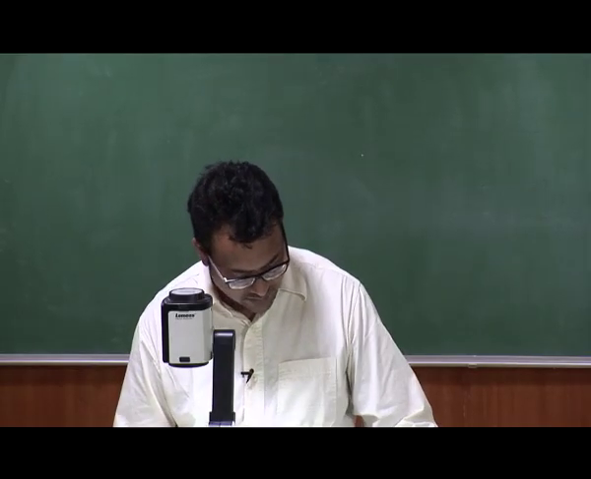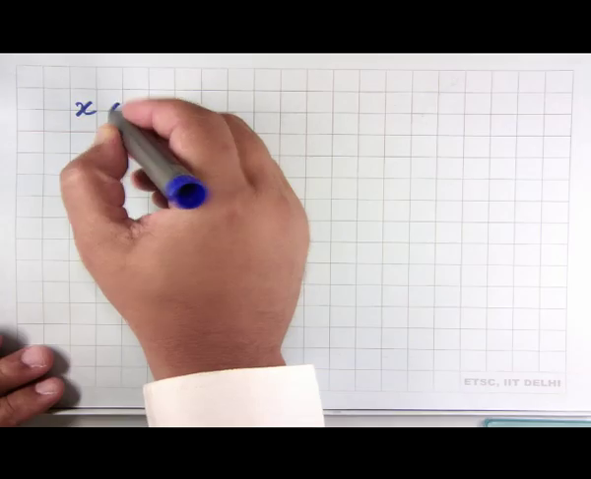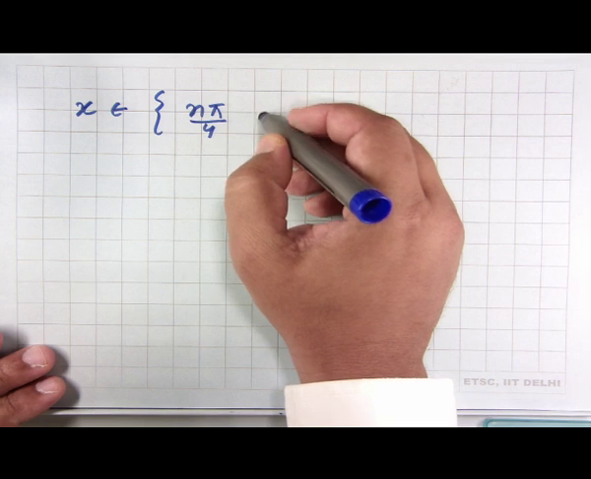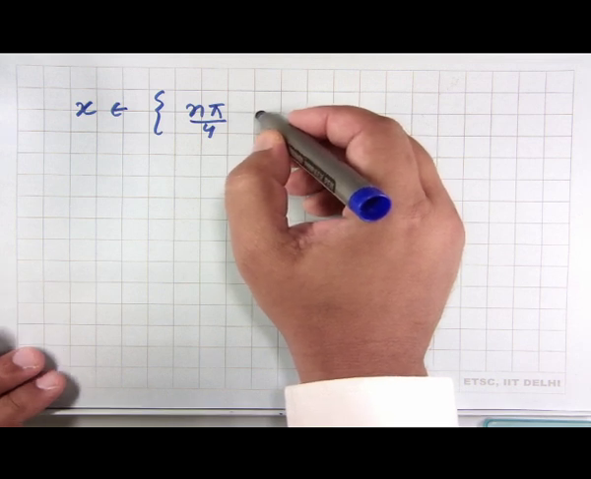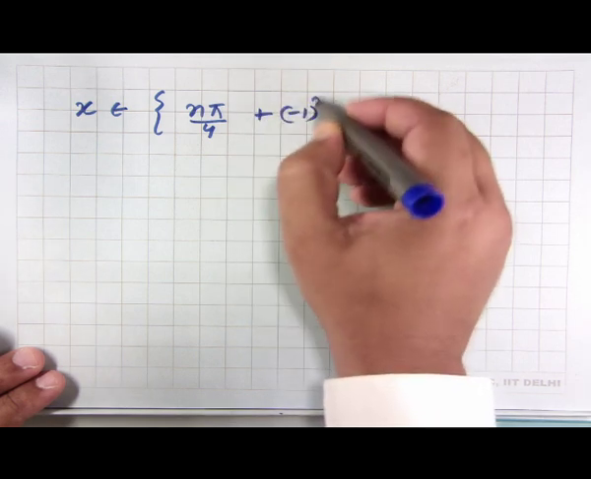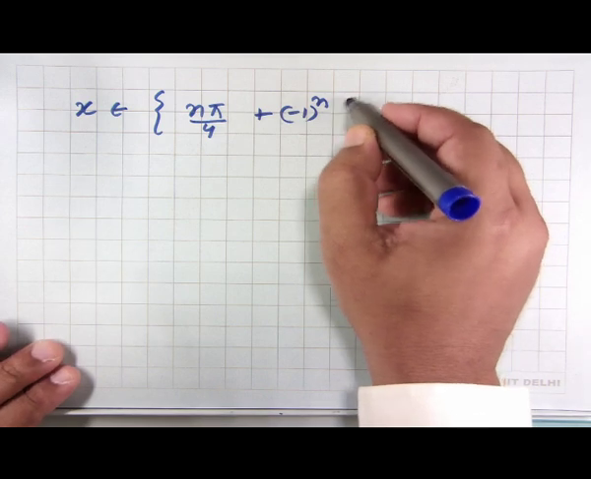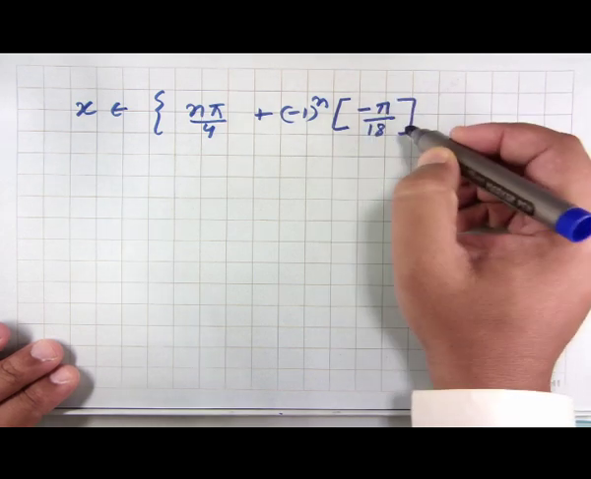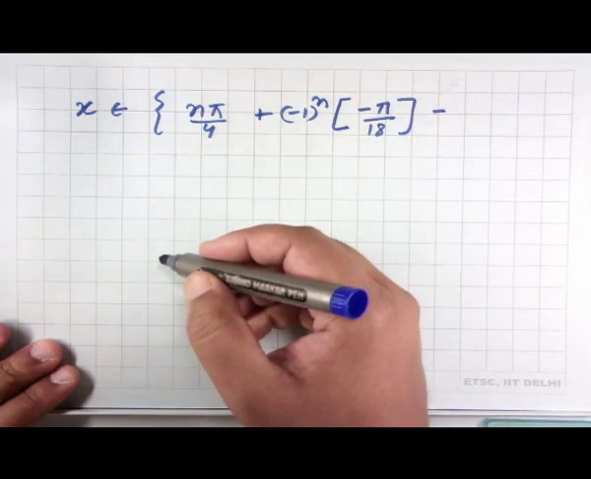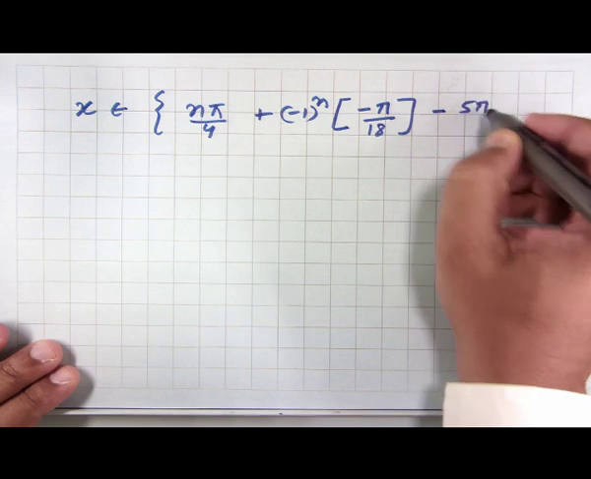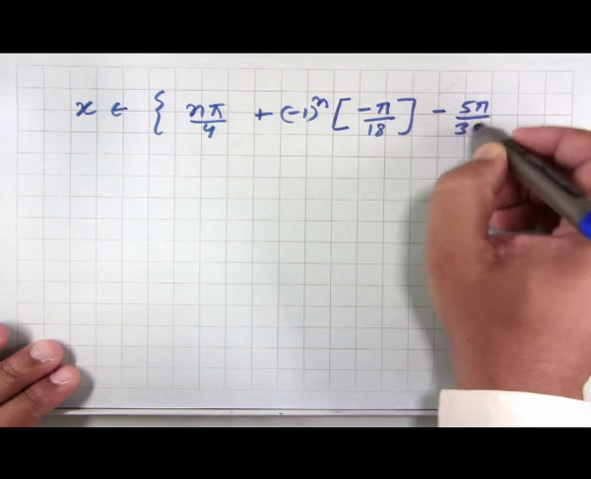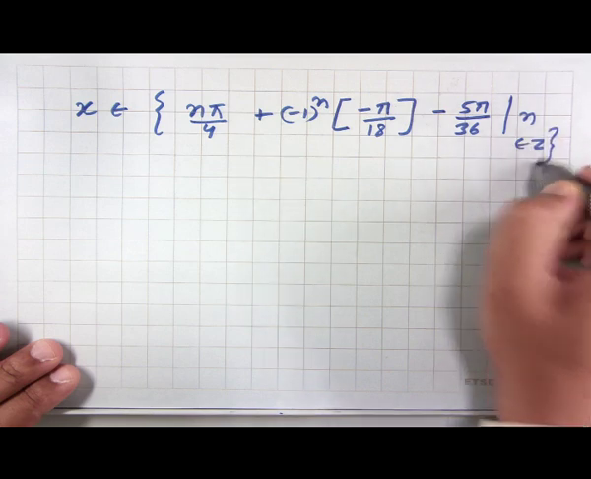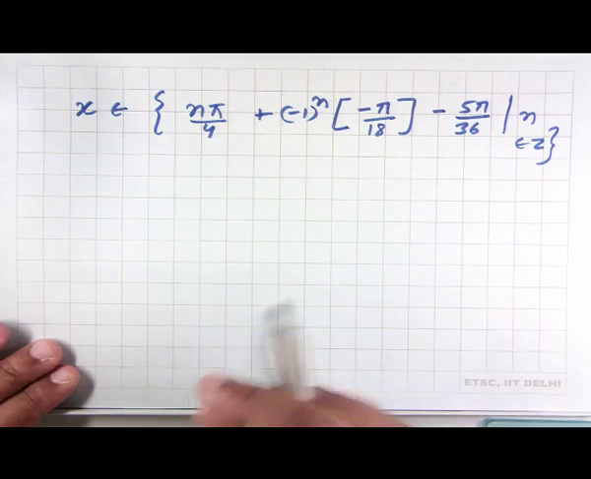So what we end up getting is that the solution set is of the form x belongs to n pi over 4 plus, we can actually bring the minus outside, but into minus pi over 18 minus 5 pi over 36 for all n belonging to set of integers. So this is the general solution to this problem.